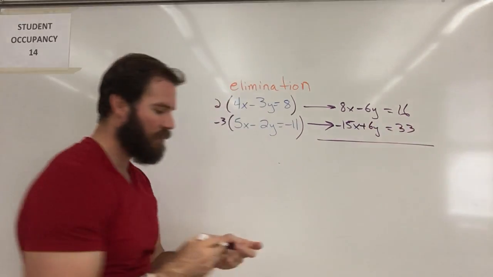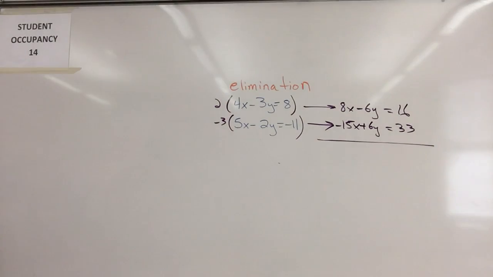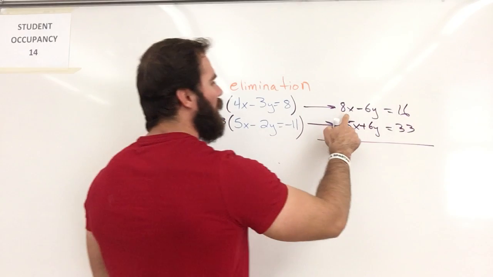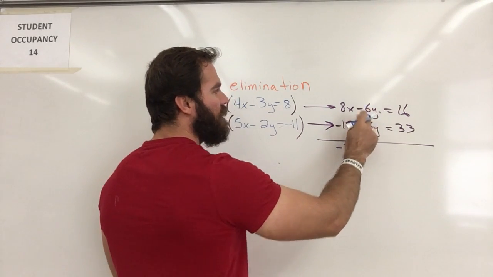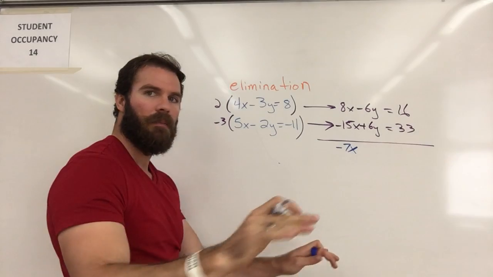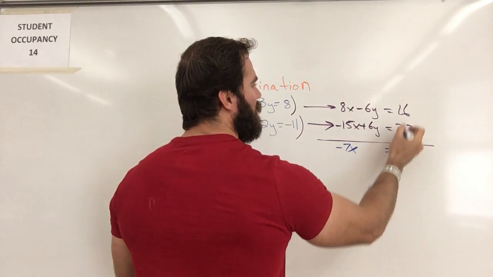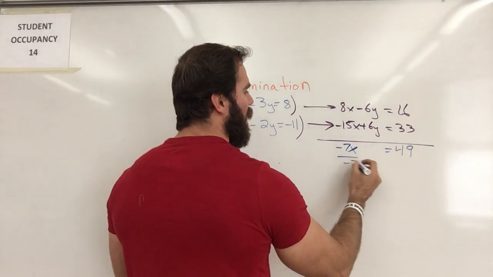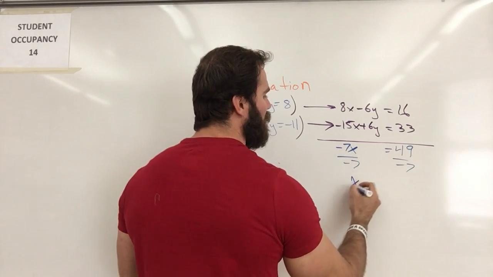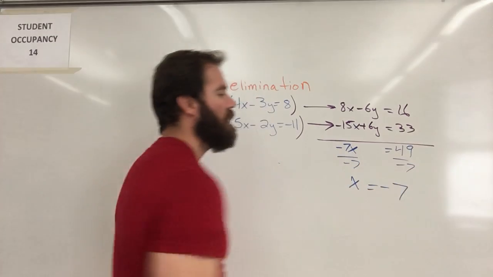Now we can move on to step 2, which is adding or subtracting those. 8x plus negative 15x is a negative 7x. Negative 6y plus 6y, eliminate. 16 plus 33, 49. Divide by negative 7 to get x all alone, and that gives you negative 7.